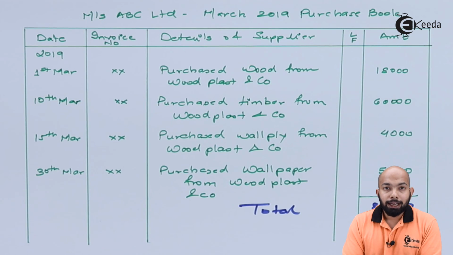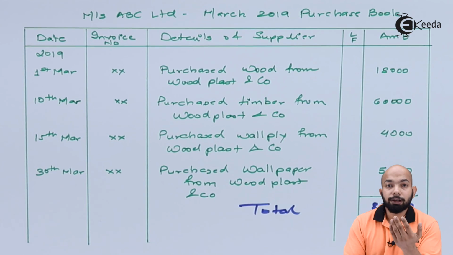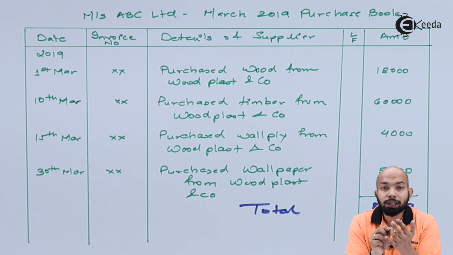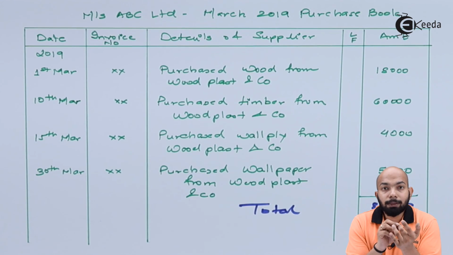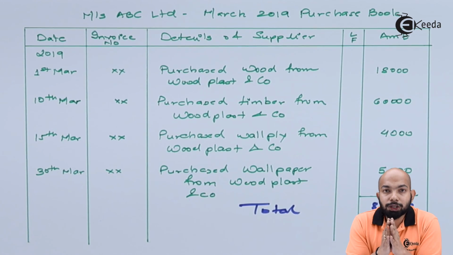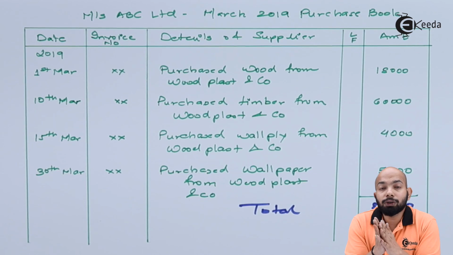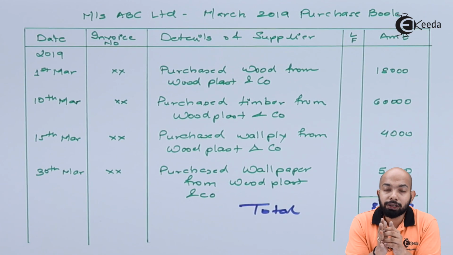Hence, when we talk about purchase book preparation, you have to think about 5 columns, mainly date, invoice number. If the invoice number is mentioned in the question, make sure you note it down. Then details of the supplier, LF, and amount. All these 5 columns will give you a flawless purchase book preparation. I hope this is very clear with these 2 illustrations, where you have simple adjustments and dual adjustments where trade discount is already a part of it.